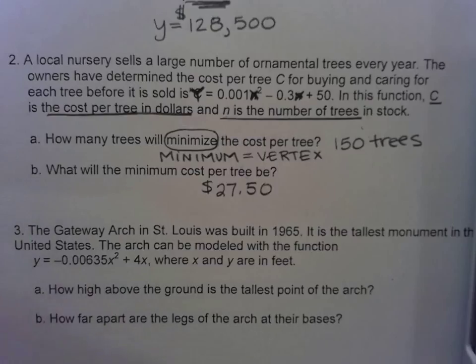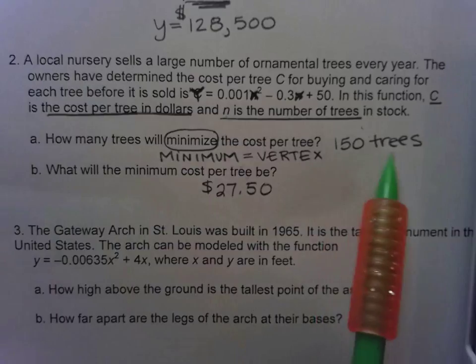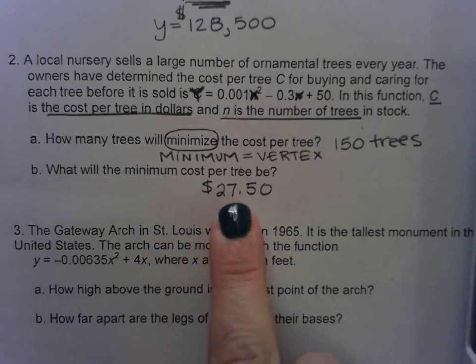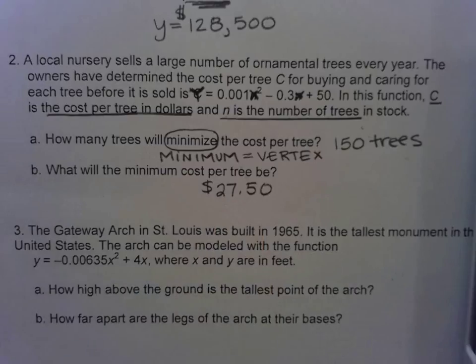So what does this mean when we look at the word problem? It means that a local nursery is going to have to sell 150 trees in order to have the least amount of expenses for their business. And that cost per tree is going to end up being $27.50. If they sell less than 150 trees, then their cost is going to be more. If they sell more than 150 trees, they actually also have a cost that's more than $27.50.